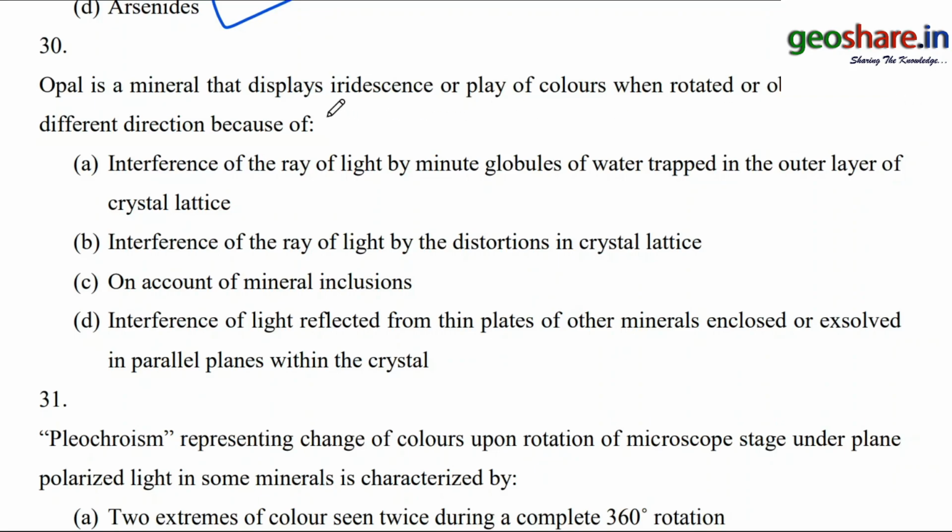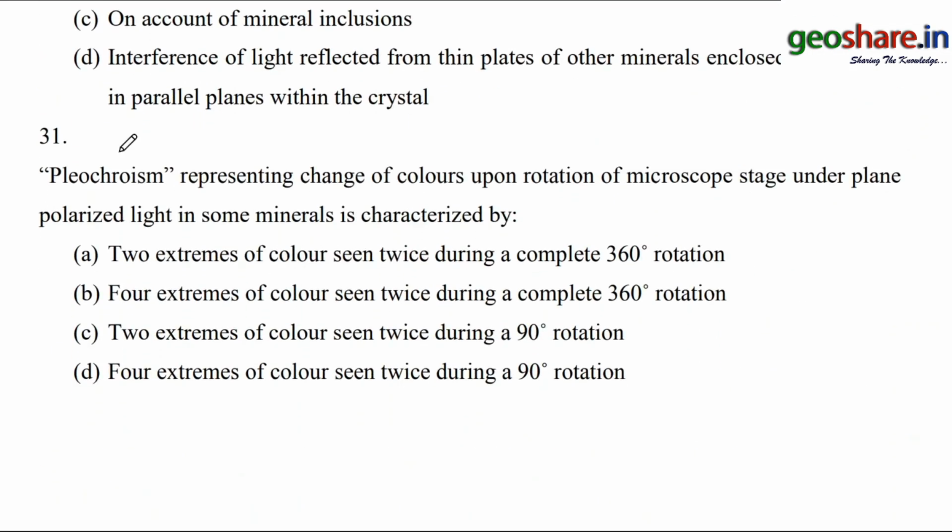Opal is a mineral that displays iridescence or play of colors when rotated or observed from different directions because of interference of rays of light by minute globules of water trapped in the outer layer of the crystal lattice. Pleochroism, representing change of colors upon rotation of the microscope stage under plane polarized light in some minerals, is characterized by two extreme colors seen twice during the complete 360-degree rotation.